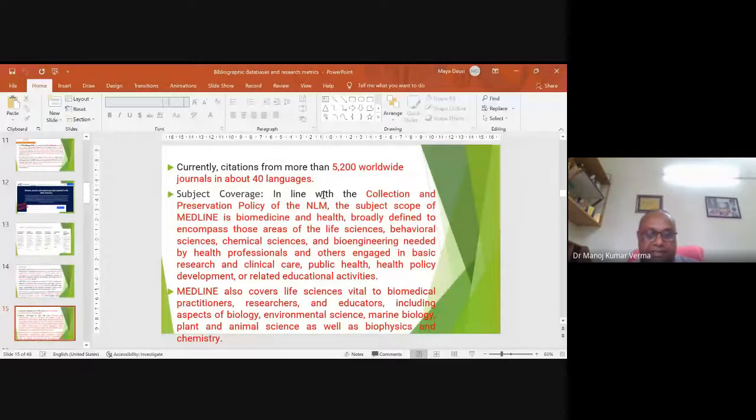Their coverage is related to biomedicine and health, broadly defined to encompass those areas of life sciences, behavioral sciences, chemical sciences, and bioengineering needed by health professionals and others engaged in basic research, the clinical area, public health, health policy development, and related educational activities.